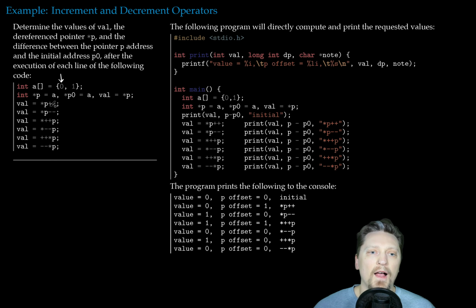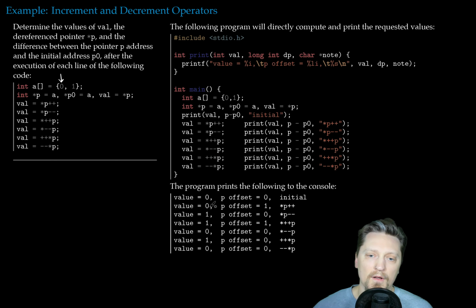So the value should be of a dereferenced P. P was at the start of this pointing to 0, and it will be pointing to 0 for this execution. So the value here should be 0, and then afterwards it's going to increment the pointer. So then the pointer is going to move to be offset by 1 after this expression. So we should see val get the value of 0, and then we should see the pointer move to have an offset of 1. So that is what we see.